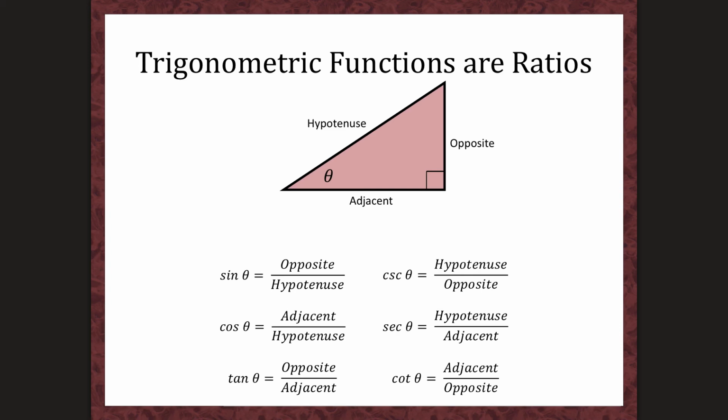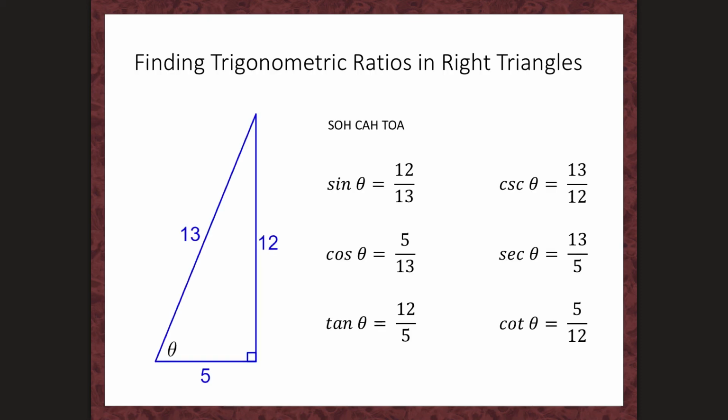They are a comparison between two sides of a triangle. The sine, cosine, tangent, secant, cosecant, and cotangent of an angle are calculated by dividing two side lengths of a triangle. The first angles we calculated trigonometric ratios for were acute angles in right triangles.